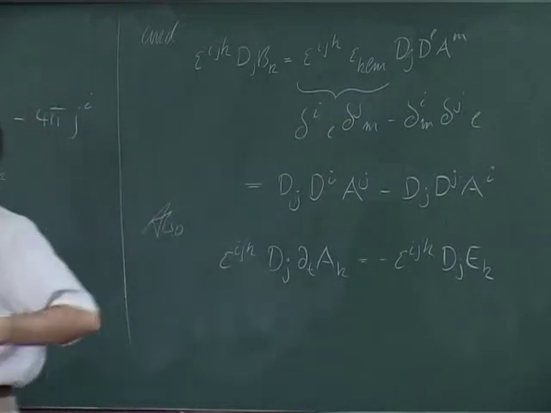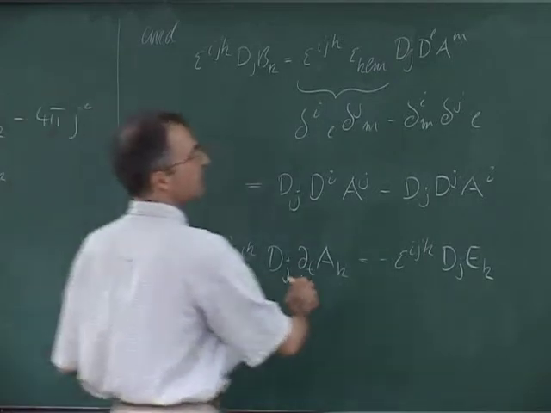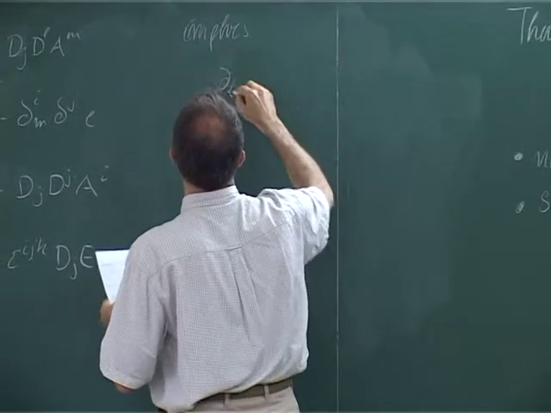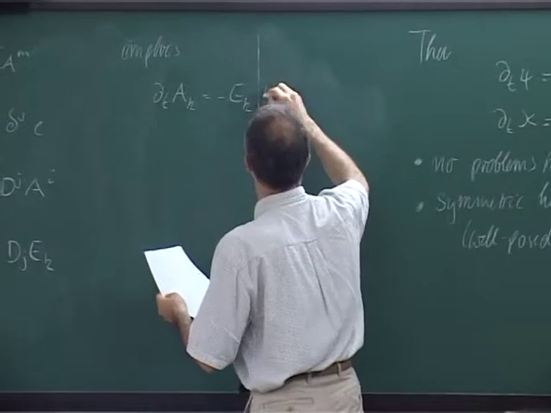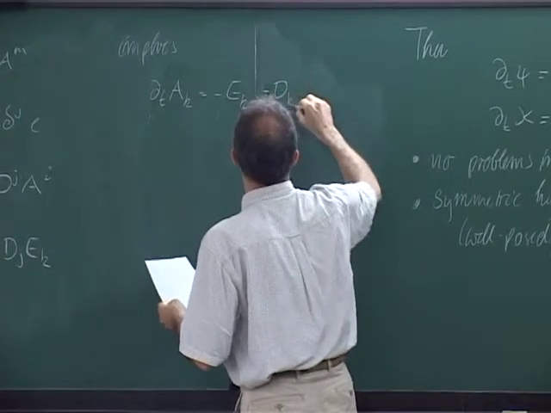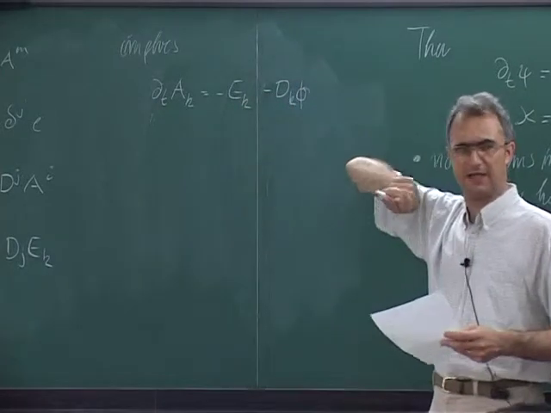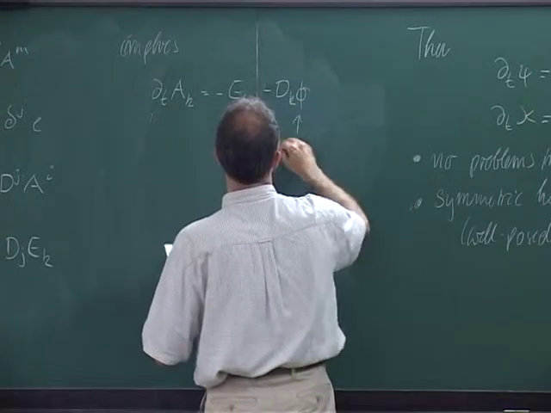But we have to be careful because of the epsilon. We can always add another vector to this which has zero curl. And a vector that has zero curl, we can write as the gradient of a function. So this implies, therefore, that partial_t A_k equals minus E_k minus some gradient of some new gauge function phi. So this is how the gauge freedom entered into this problem. This is our free gauge function.